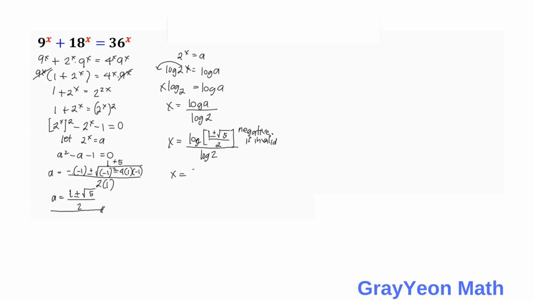So x is equal to the logarithm of (1 plus the square root of 5) all over 2, all over the logarithm of 2 base 10, which is approximately equal to 0.6942241914. And that is our answer.